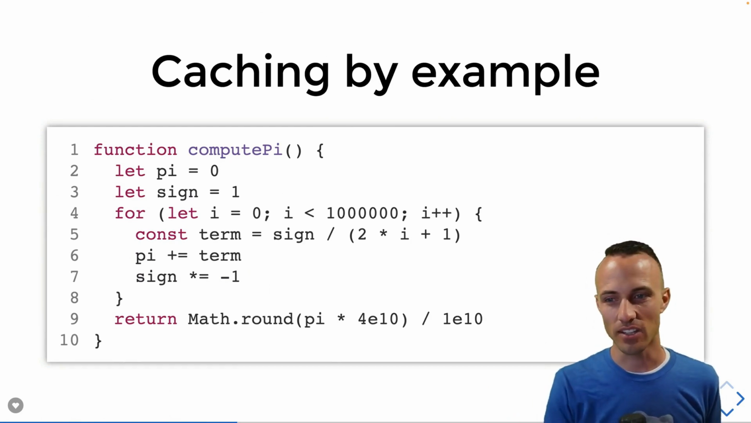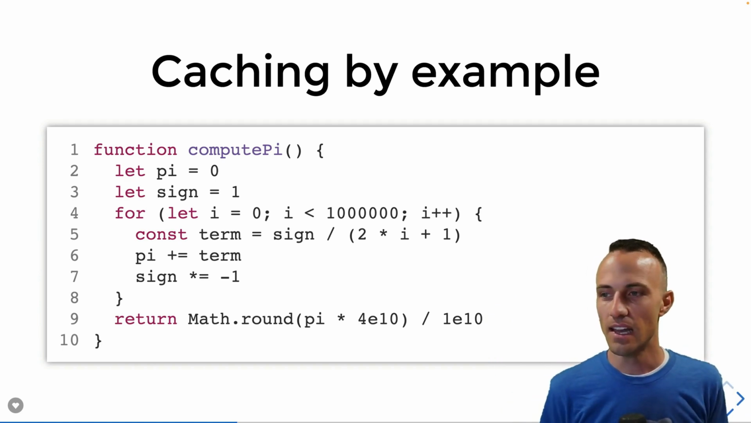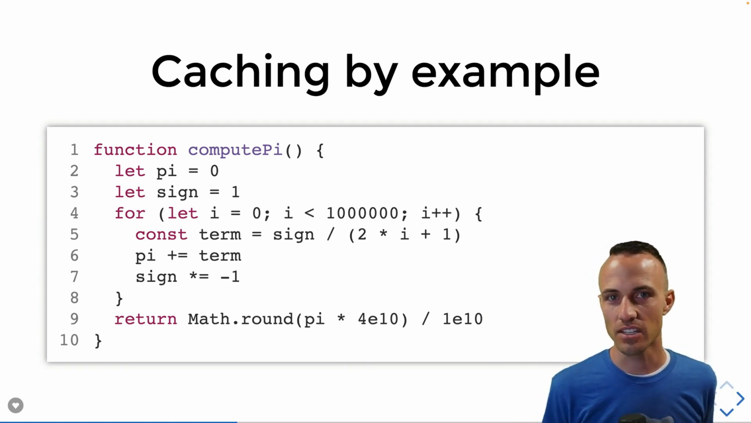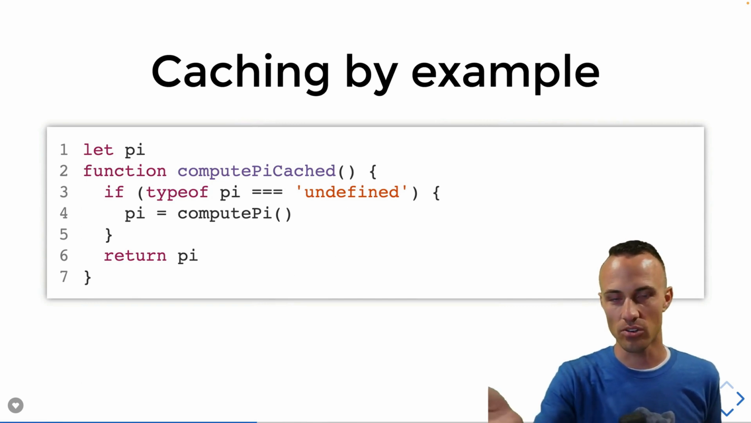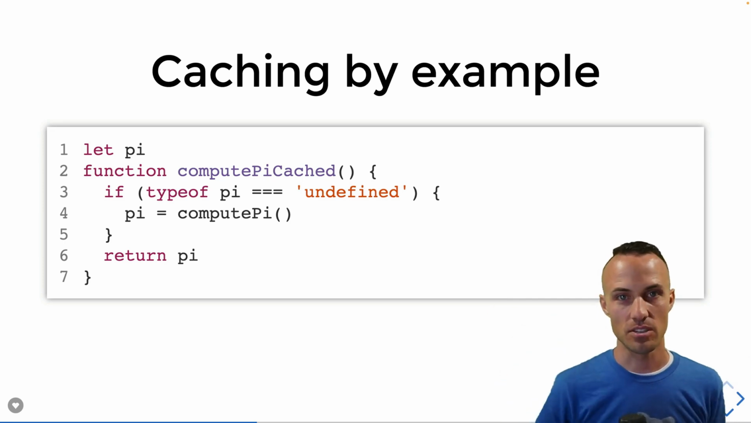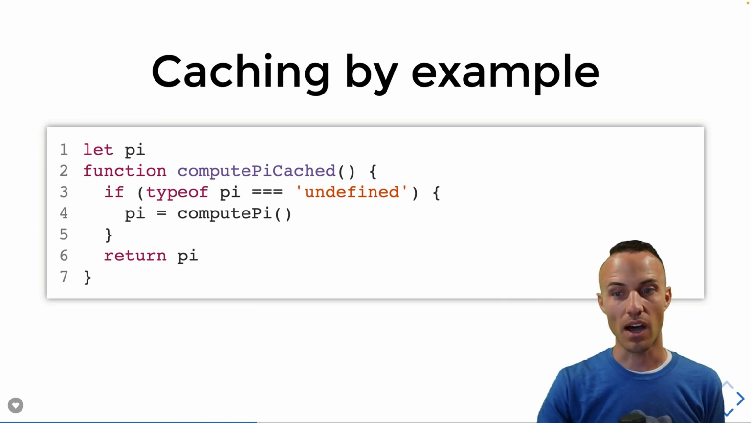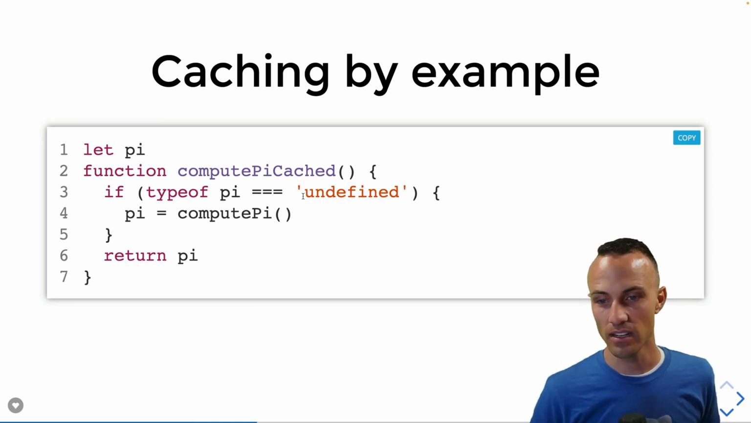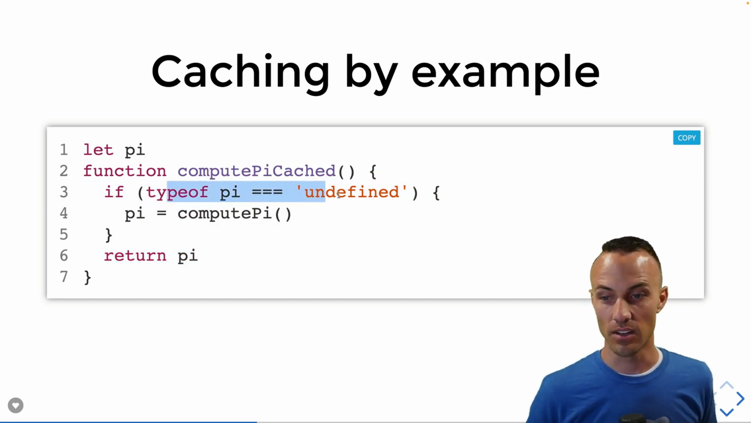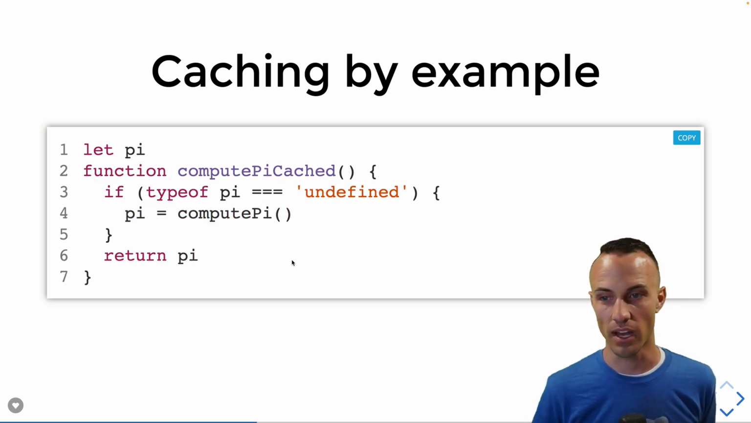So here's a function called compute_pi that computes a certain decimal place of pi. And if we wanted to cache this, it would actually be pretty straightforward. So we add a variable outside of the function. We have this special function that's our cached version of compute_pi. We check whether pi is undefined, and if it is undefined, then we'll compute pi, and then we'll return it. And then the next time this is called, pi will be assigned. So we'll actually skip on computing pi, and we'll just be able to return pi right away.